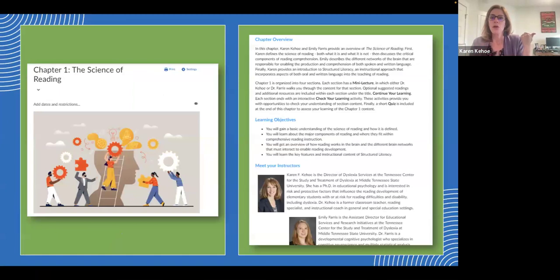Okay, this is how it looks on our LMS. Each chapter starts with a little graphic, and then here's what we're going to do in the chapter. The chapter will have between 3 and 5 learning objectives.